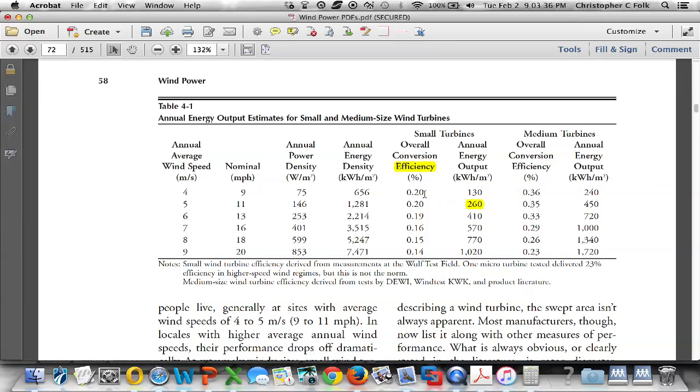Notice that the efficiency of a small turbine is as low as 14%. That's not very efficient, and that's when the wind is blowing hard. When the wind isn't blowing as hard, that has a higher efficiency level, but there's not as much energy in the wind. The medium turbines, because of the size of them, they're able to harvest much more of the energy. We can see those efficiency numbers over here in this second to last column.